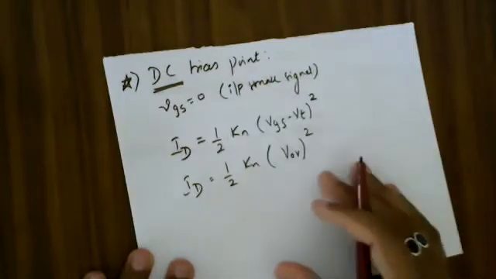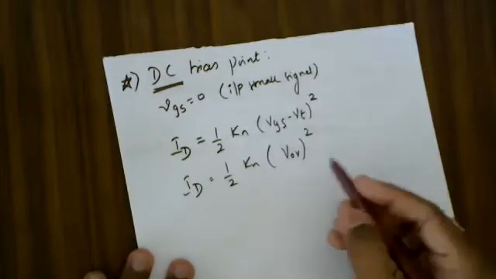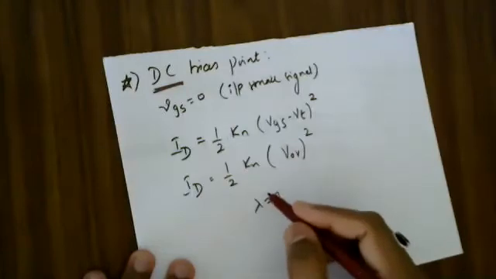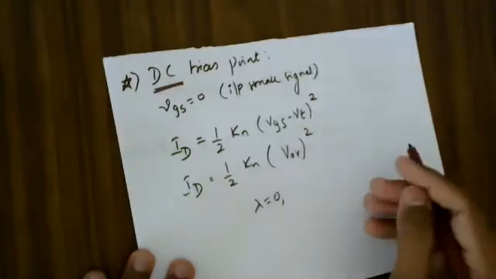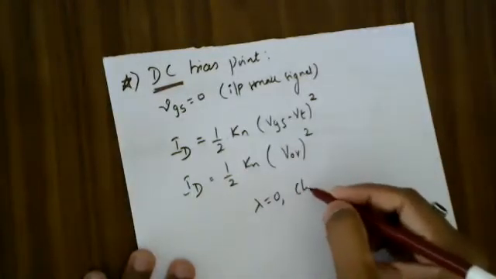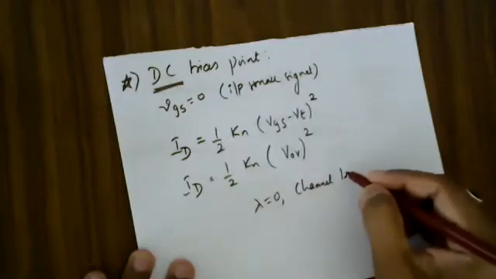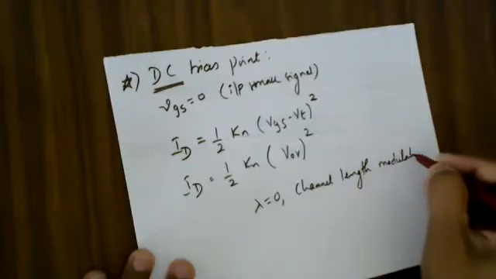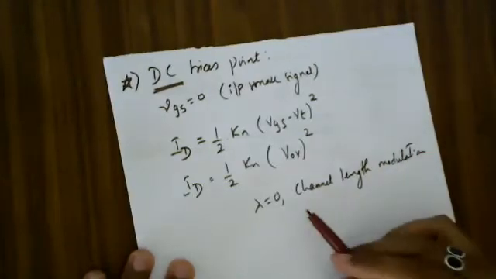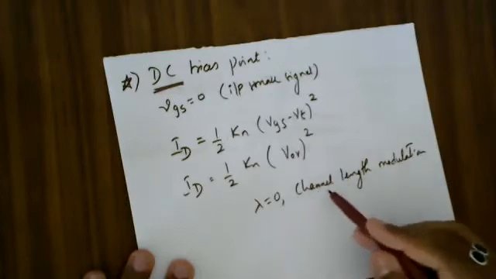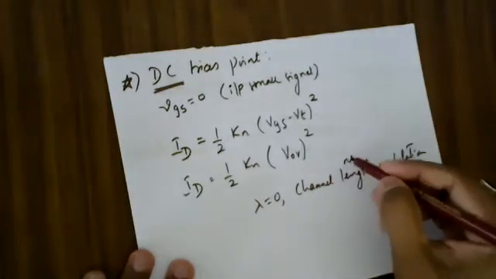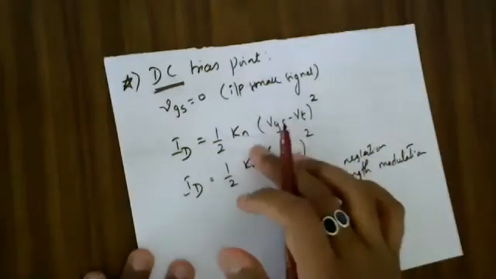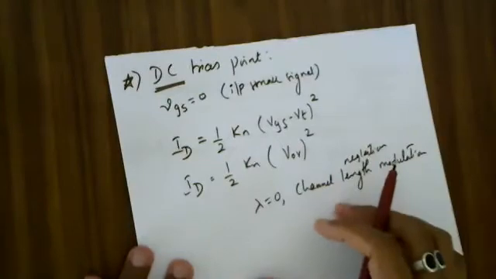Now, what I'm going to assume over here is my lambda is equal to 0. What is this lambda actually? This lambda is indicating the channel length modulation. Since my lambda is 0, I'm neglecting the effect of channel length modulation, so it is not having any impact on this drain current.